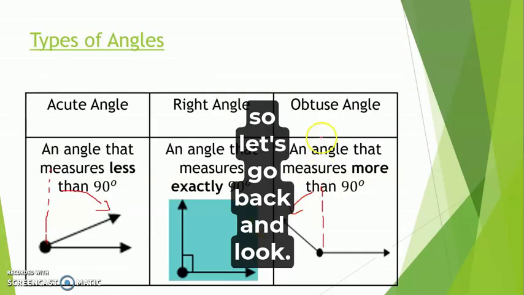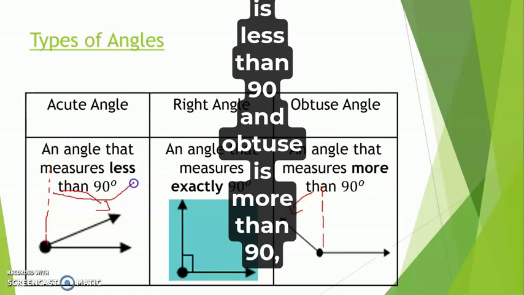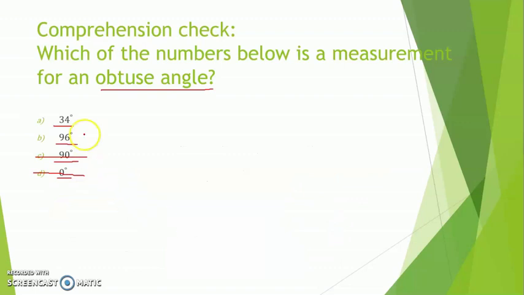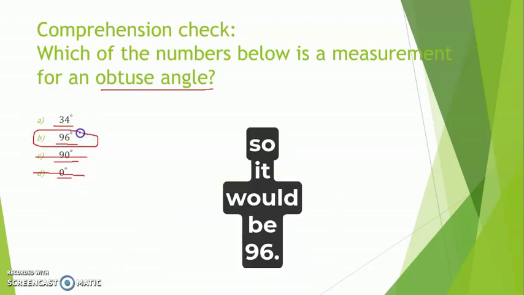So let's go back and look. An acute is less than 90. An obtuse is more than 90. So it would be 96.